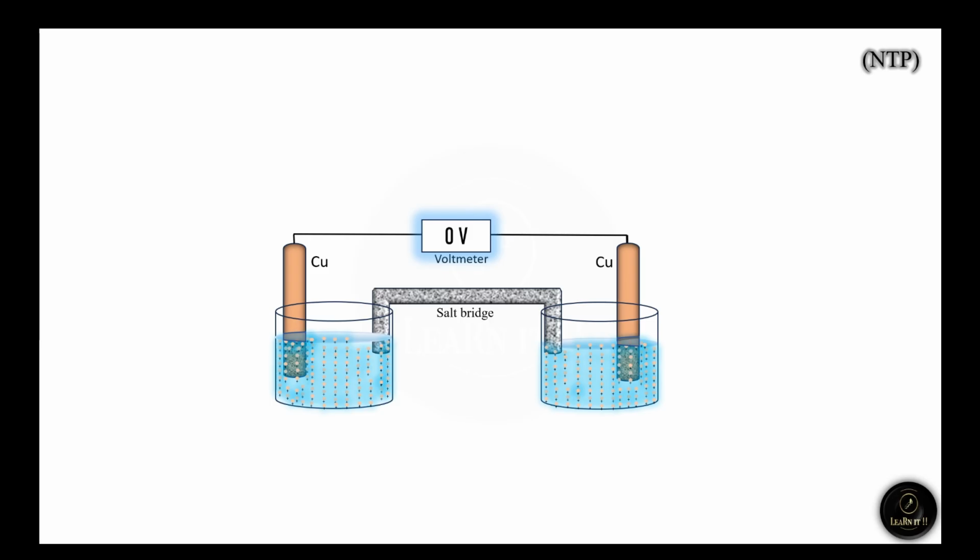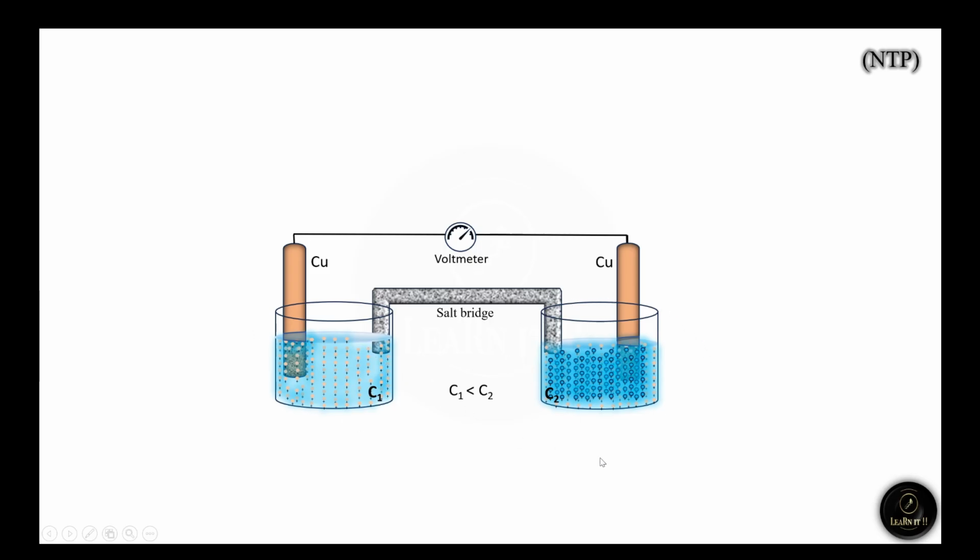But what if we change the concentration of one of the electrolytes? Here we increase the concentration. Then it is understood that C2 is greater than C1. It means the concentration on the right hand side is greater than the concentration on the left hand side.